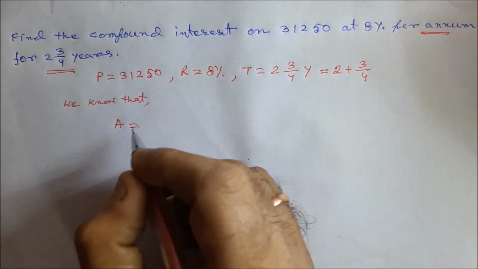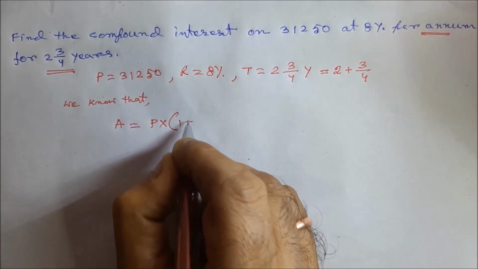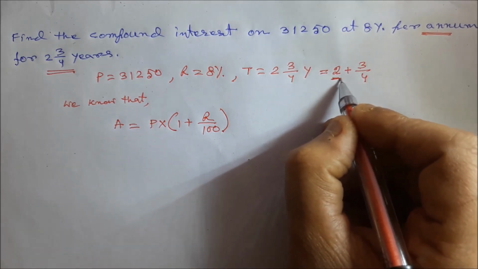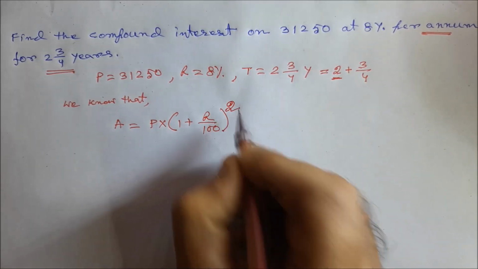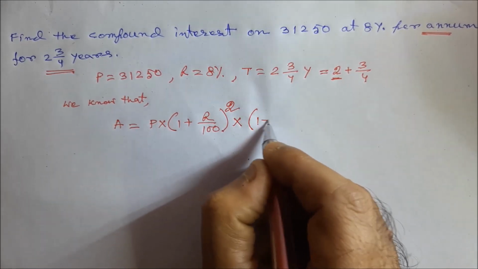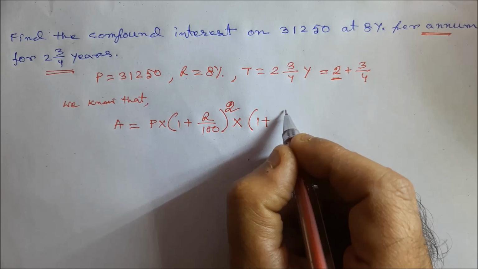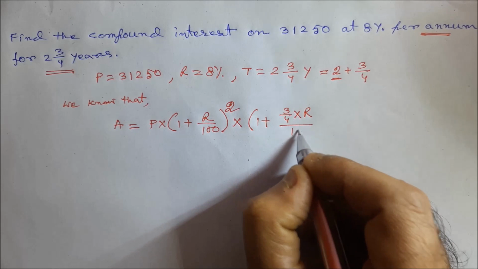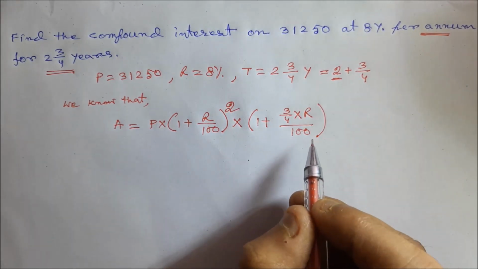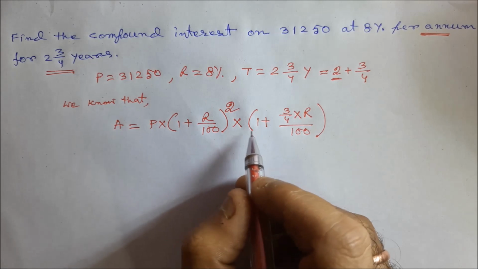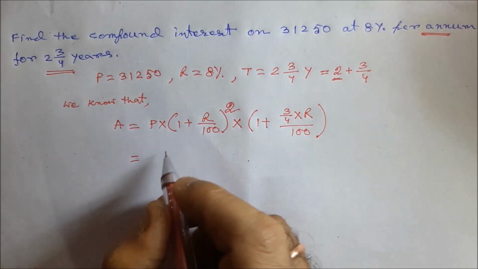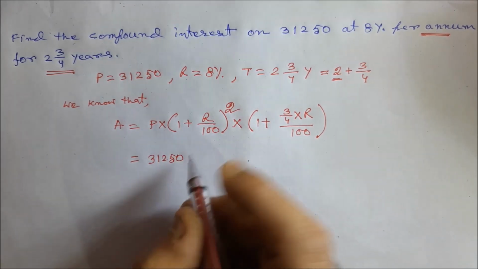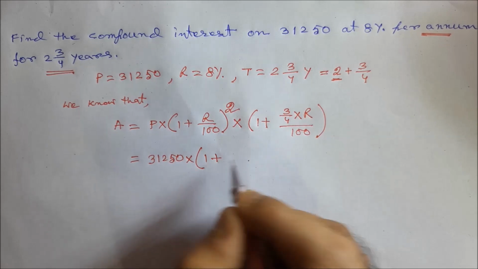Amount is equal to P multiplied by (1 plus R by 100), and then this whole number will become the power of this, so 2. Then again multiply by 1 plus this fraction, that means 3 by 4 multiplied by R divided by 100. The same formula we have already done in our previous video. You have to memorize this formula, otherwise you won't be able to solve this problem. So principal is 31,250. Let me write it down. Multiplied by 1 plus, what is the value of R?